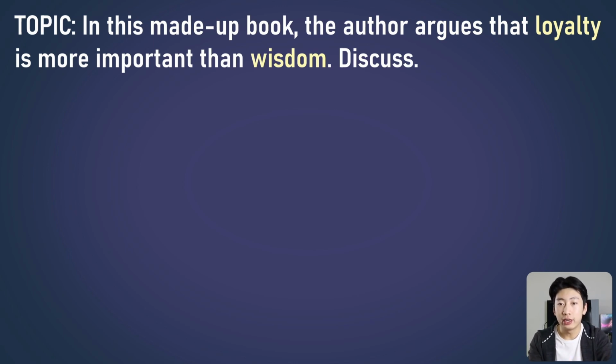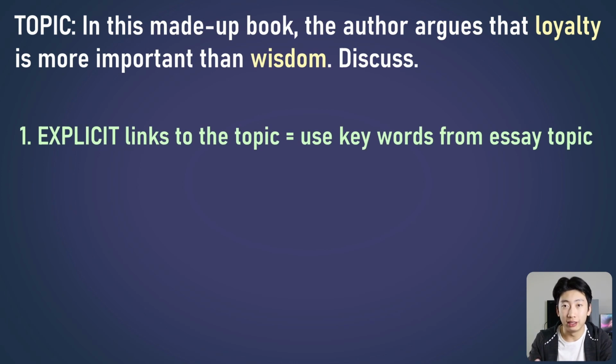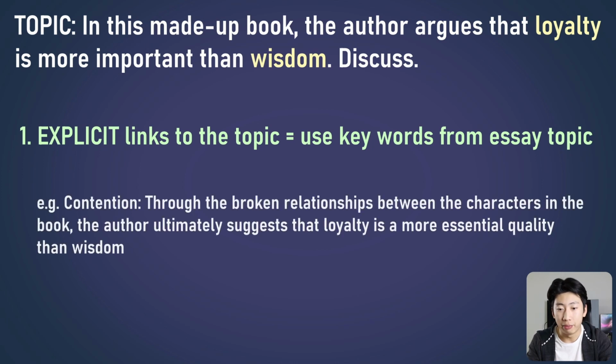Now, the first way to answer a prompt is what I call explicit links to the topic. And this is where we use keywords directly from the prompt to answer the question head on. For example, in our contention, which is in our intro somewhere, we might say, through the broken relationships between the characters in the book, again, this is just made up, the author ultimately suggests that loyalty is a more essential quality than wisdom. So you can see that I've just reworded the prompt and revealed my point of view.